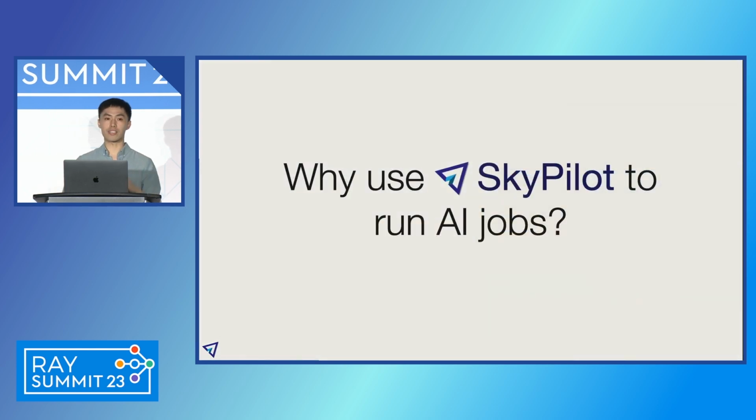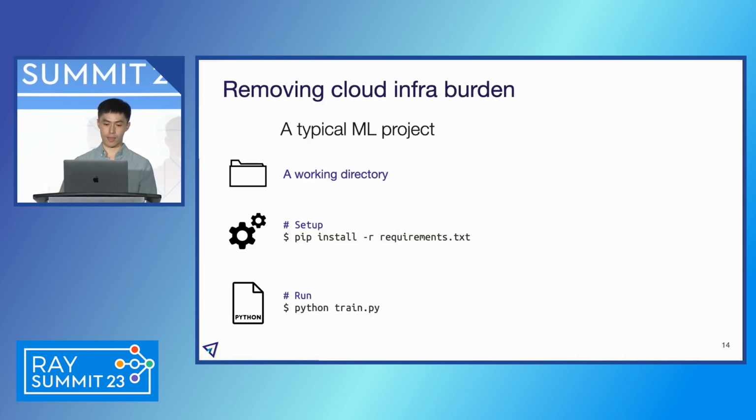Okay, so this is a quick overview of the system. Now I'm going to dive deeper into what are the core problems SkyPilot solves. Why use SkyPilot to run AI jobs? First, SkyPilot removes the cloud infra burden for the AI team. So imagine we are working on a typical ML project. We may have a project directory, working directory. We may have a setup script installing dependencies, and we may have a main program to run.